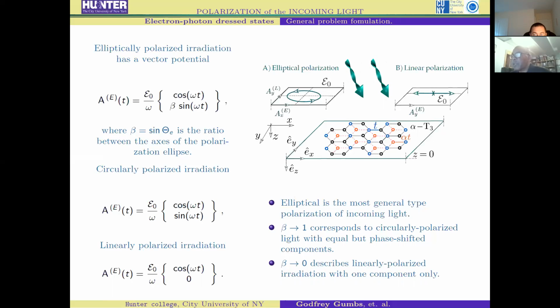So the value of beta could vary between 0 and 1. In the case when beta is equal to 1, we have circular polarization. And in the case when beta is equal to 0, we have linear polarization, as I described here in these two equations. The two cases of circular polarization and linear polarization are quite interesting in their own right, as I will explain.